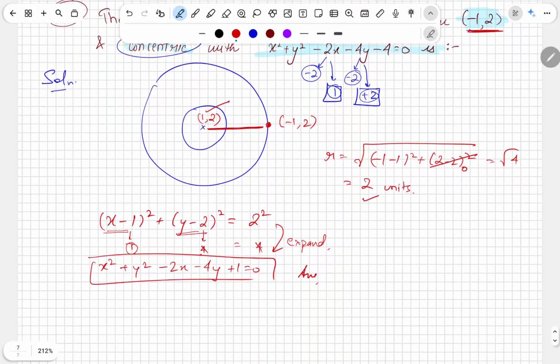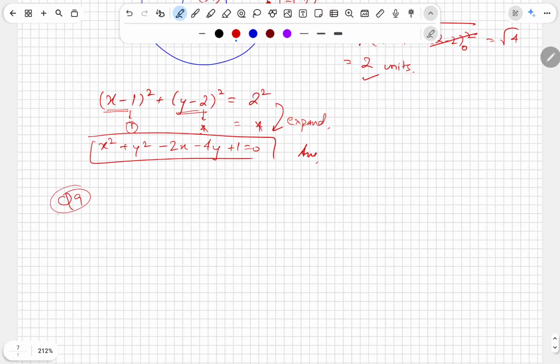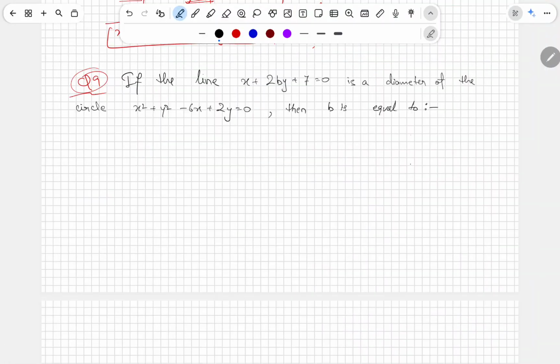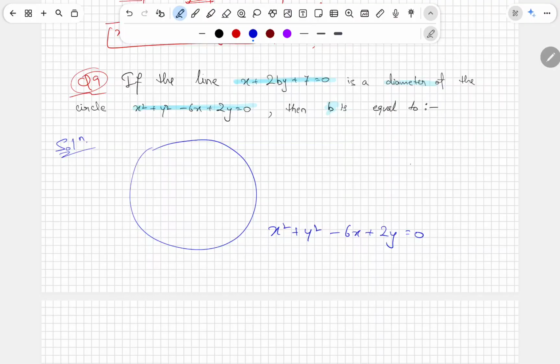Okay guys, let's move on to question number 9. Question number 9 says, I'll pause and write the question to save your time. Hello guys, so I've written down the question. Let's try to understand what the question is asking. Question is saying, if this line is diameter of this circle, then you have to find the value of b. Okay, I'll draw the circle whose equation is given as x square plus y square minus 6x plus 2y equals to 0. Okay, there is going to be a center of this circle.